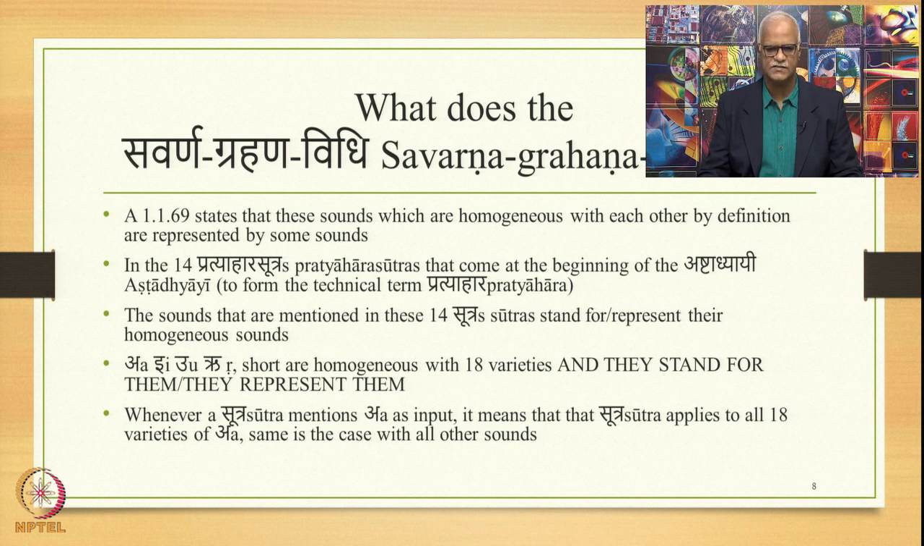And the same is the case with all other sounds. So if a sutra mentions i as an input, it means that that sutra applies to all 18 varieties of i. If a sutra mentions u as an input, ru as an input, it means that that sutra applies to all 18 varieties of those sounds. This is the meaning of this sutra 1169, also known as Savarna Grahana Vidhi.